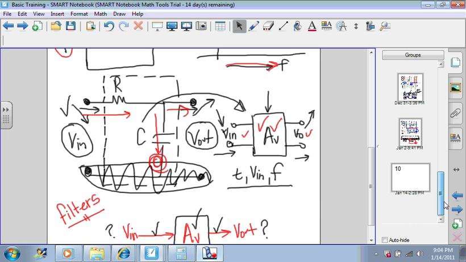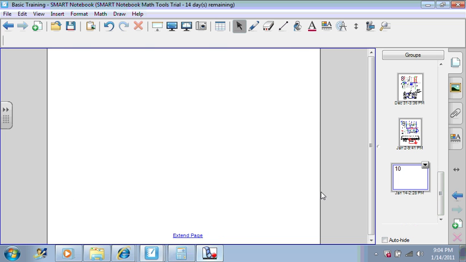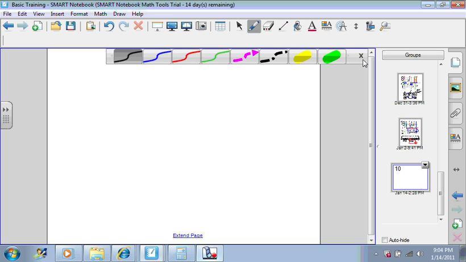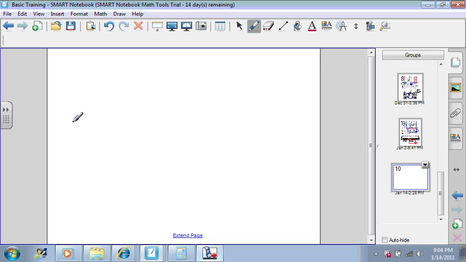Let's begin. I will start with a very common circuit that we used in our electronics DC class.